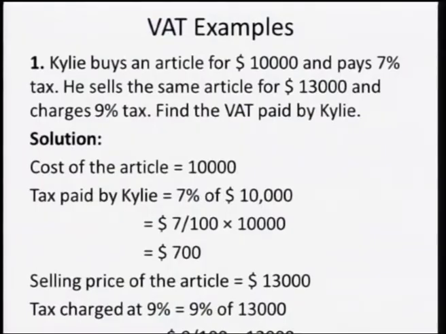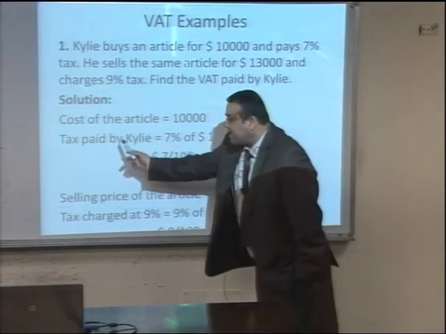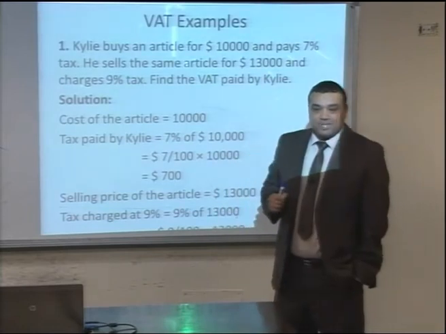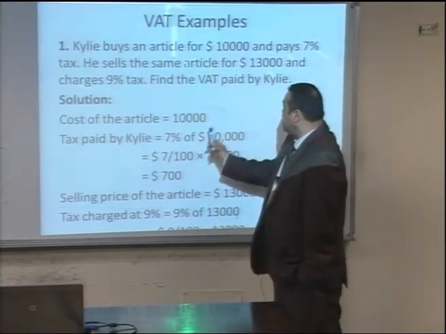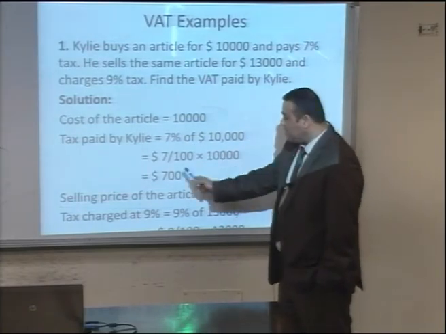The cost of the article here is $10,000. Okay? The tax paid by Kelly here: he bought it for $10,000 using taxes of 7%. So the tax paid by him equals how much? 7% of 10,000 equals 700.